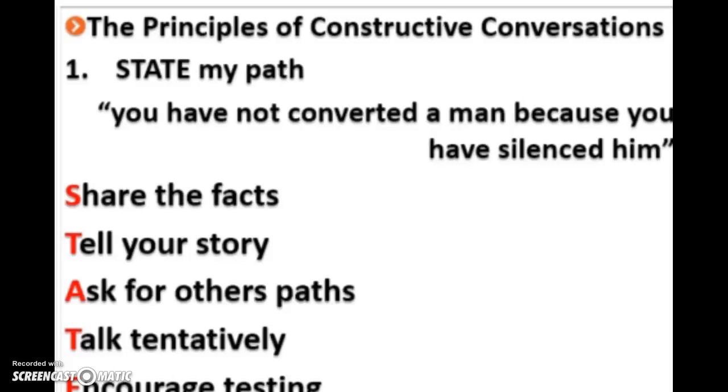You need to state your path. Now, STATE is an acronym that stands for sharing the facts, telling your story, asking for others' paths, others' stories, talking tentatively, and encouraging testing. As someone once said, you've not converted a man simply because you've silenced him. When you share the facts, facts are ultimately pretty persuasive. And facts are not insulting. We may not like them, but they are the plain truth. So stick to the facts and not necessarily your opinions why.